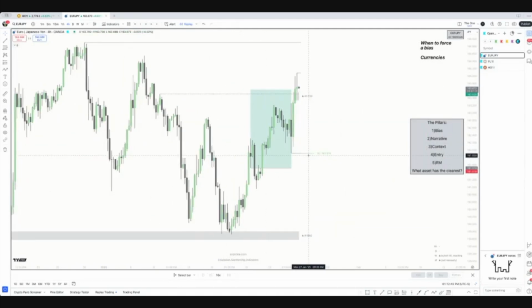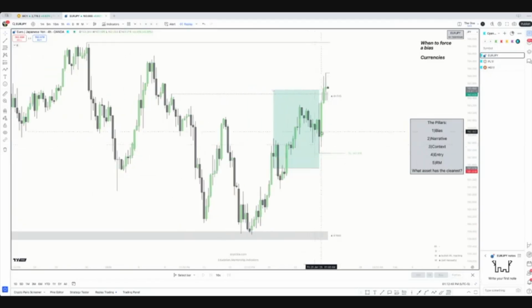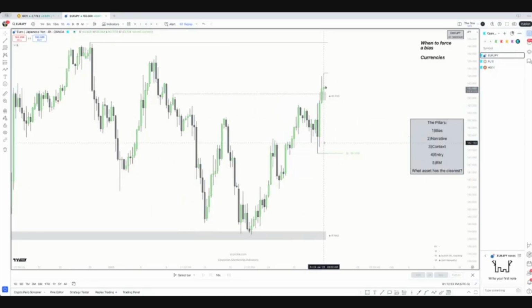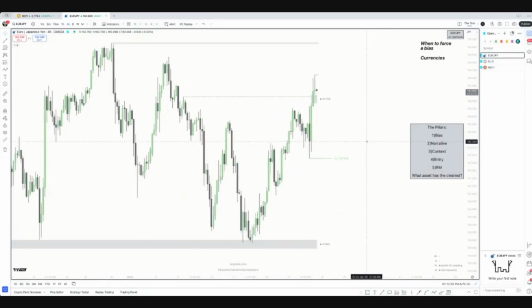Again, those are your options though. If you want to protect the trade aggressively like that, you can do that. But that is that. That is Euro JPY.